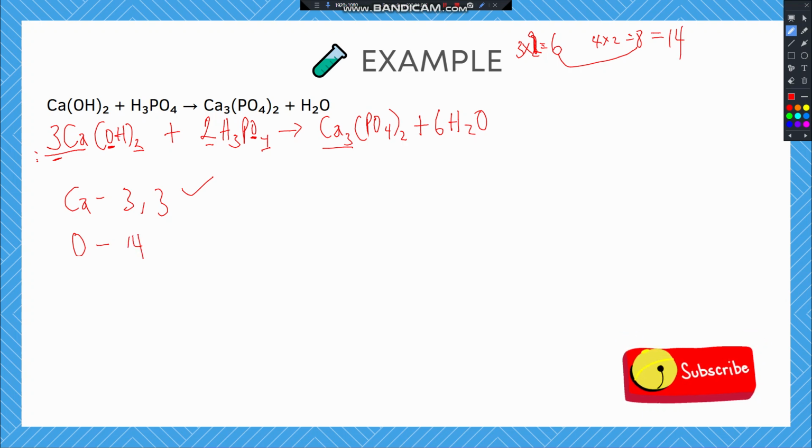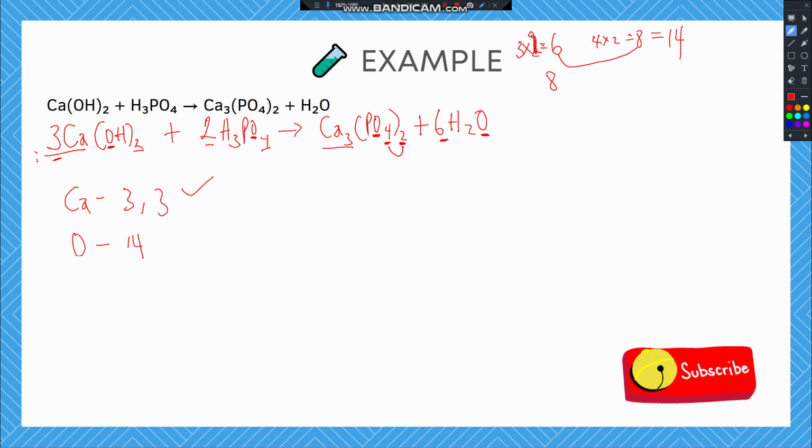How about on the right-hand side? Let's check it out. Here is 1 oxygen atom. It has a subscript of 4 here, and then there is another subscript outside, which shows us 2. So that tells us we have 4 times 2, which gives us 8 atoms of oxygen. And over here, we have another atom of oxygen. It doesn't have any subscript here, but it has a coefficient of 6.